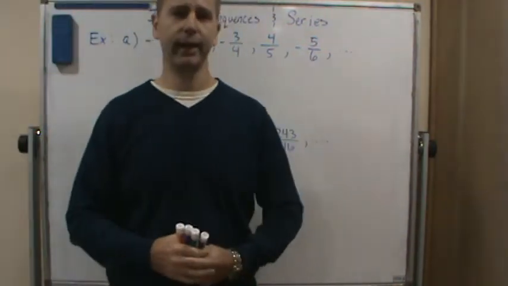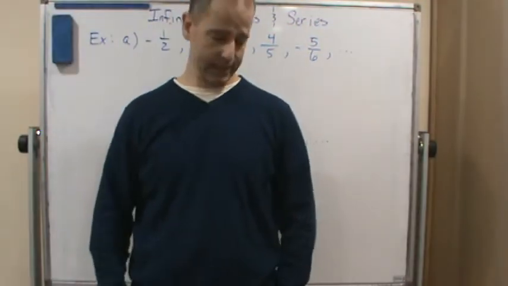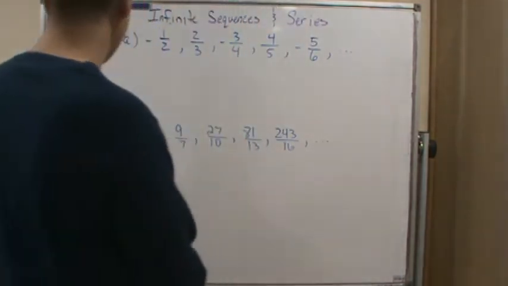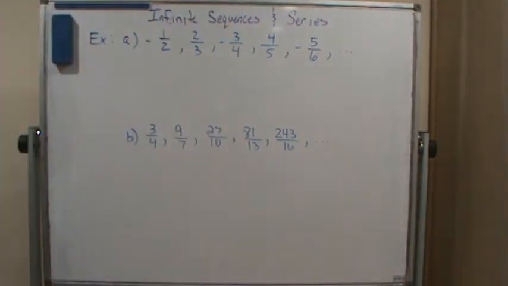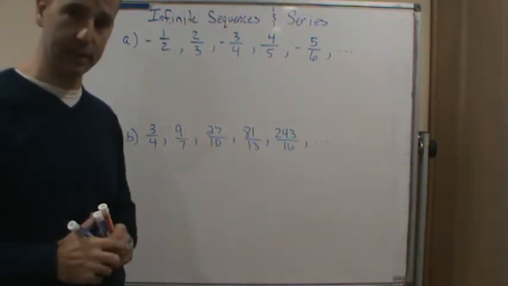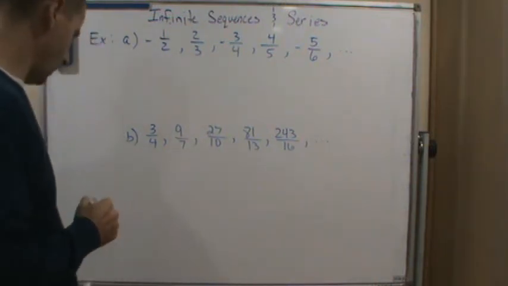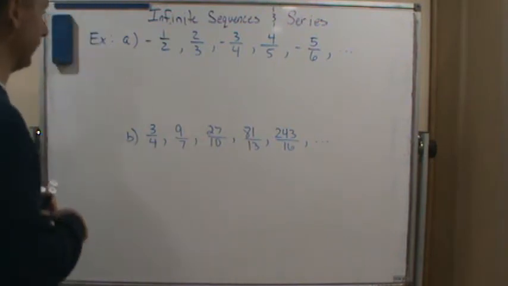Okay, so welcome back, and let's do a couple of examples. In this case here, we've got these two sequences, and let's see if we can write an explicit formula for each one. Okay, so let's look at the first one here.